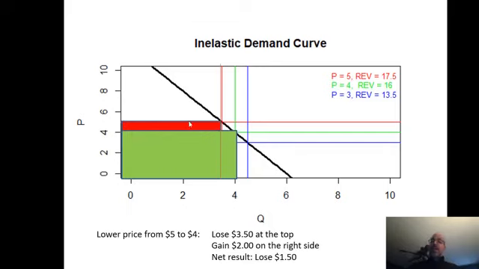Right? And if you calculate the numbers, I lose $3.50 at the top. And you think, well, this looks bigger. But it's actually not. You have to calculate it mathematically. And this is only worth $2. And the net, because the loss is greater than the gain, I lose $1.50. And that's the $1.50 from $17.50 to $16. So here, lowering the price lowers revenue. It's a smaller rectangle. If I go the other way, raising the price will raise revenue.